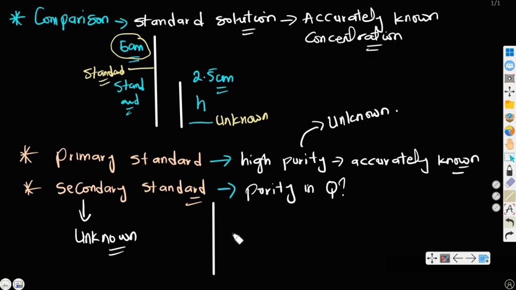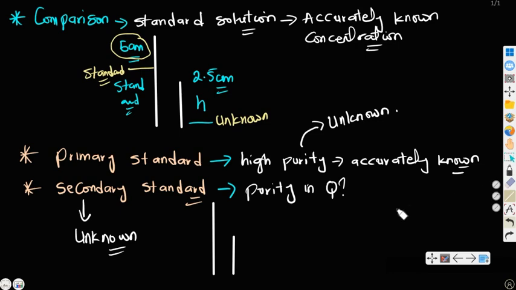In such a way that even if I put half of it here, that half, you won't be able to tell. Why? Because you don't know the exact measurement here. So what do we normally do with a secondary standard? We use the primary standard, which we know accurately, to get the exact concentration of the secondary standard. Are you getting it now?